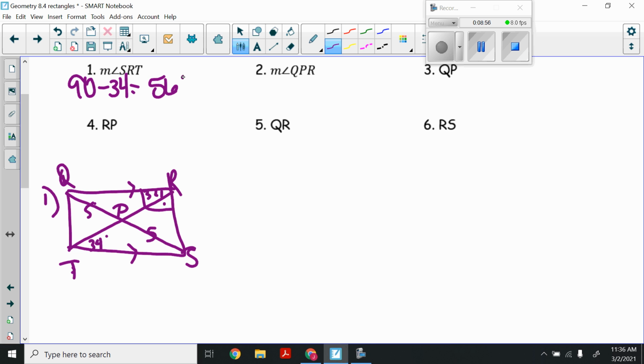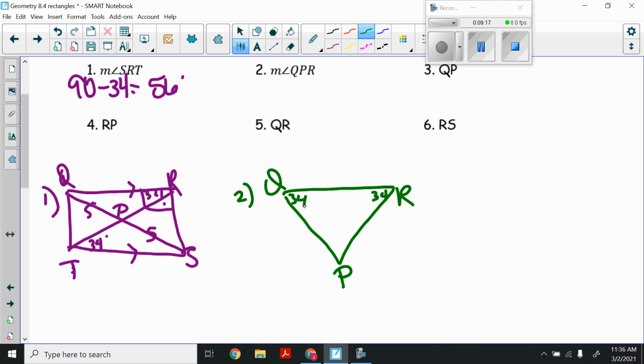Okay. So now let's look at number 2. Find the measure of angle QPR. So I see QPR, that's going to be the top of this. So this is Q, this was P, this was R. Again, I know that this is 34, so that means that this side is also 34. I know all 3 angles have to add up to equal 180. So 180 minus 34 minus 34 is going to equal 112 degrees.